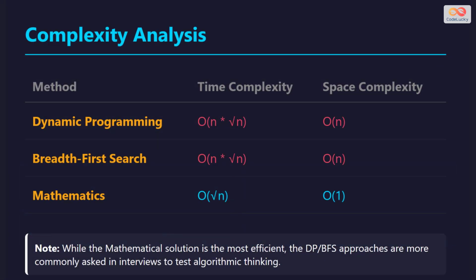Let's compare the efficiency. Both dynamic programming and BFS typically run in O of n times square root of n time complexity. The mathematical approach is significantly faster, running in square root of n time. However, in an interview, the interviewer is usually looking for the DP or BFS solution to test your algorithmic problem-solving skills.